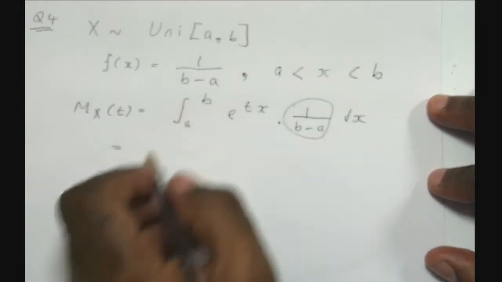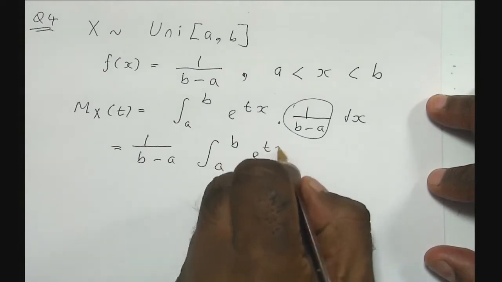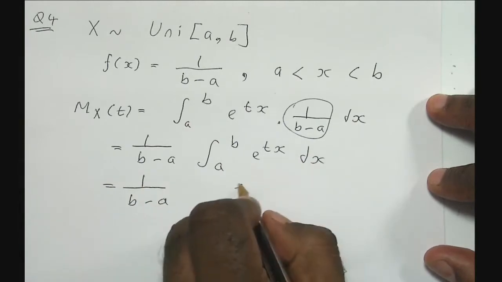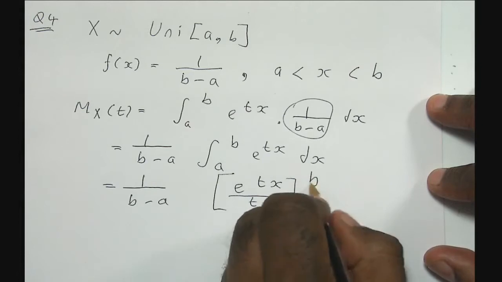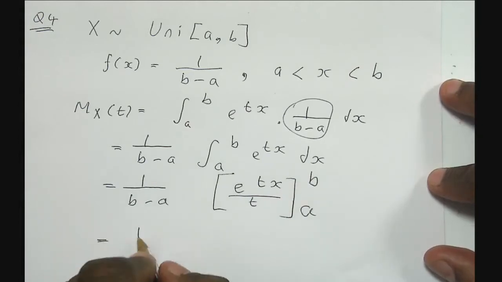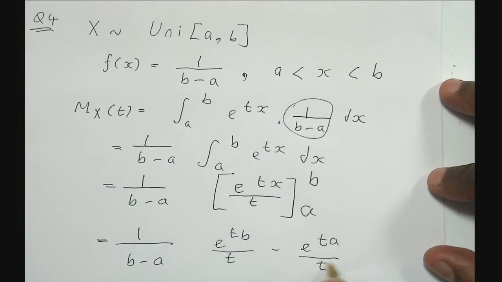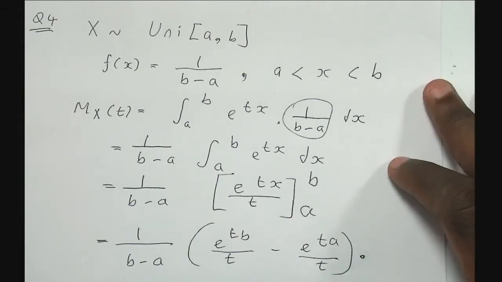Take this outside the integral sign, take the limits from a to b, and you get the answer: e to the tb divided by t minus e to the ta divided by t, and this is the answer to question 4, I believe. It's really pretty straightforward. Okay, you shouldn't have difficulties doing this question.